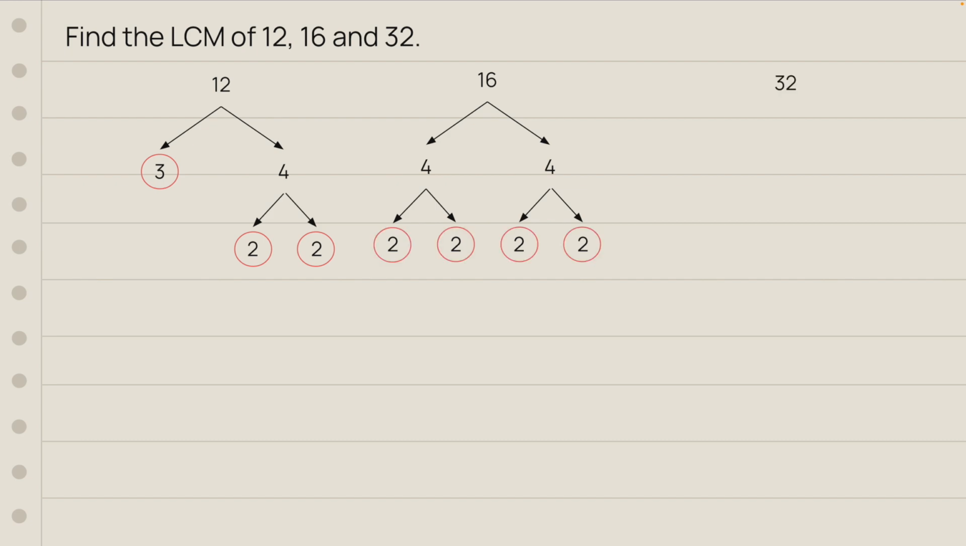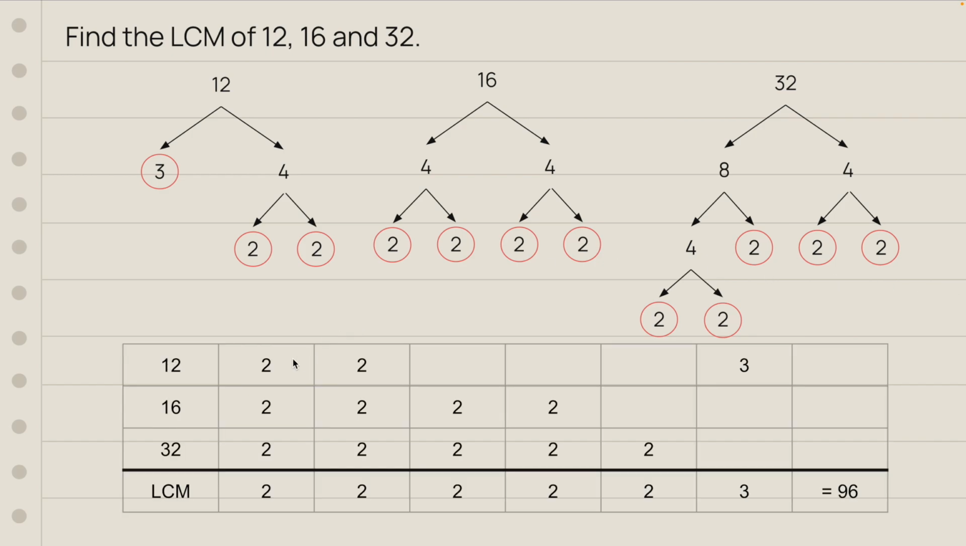And for 32, again, I can do 8 and 4. The 4 can be broken down into 2 and 2, and the 8 can be broken down into 4 and 2, and then to 2 and 2, and I have my numbers. Now what I'm going to do is put these in a chart lining up the common factors. So what that means is the 12 is 2 and 2 and 3.